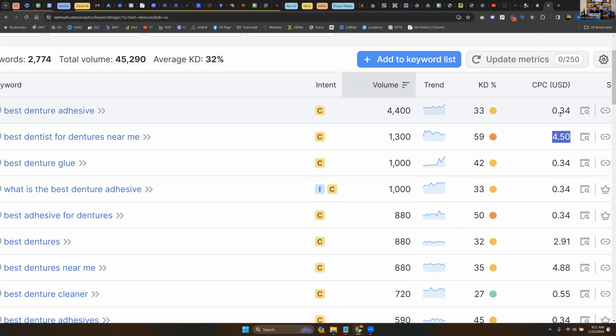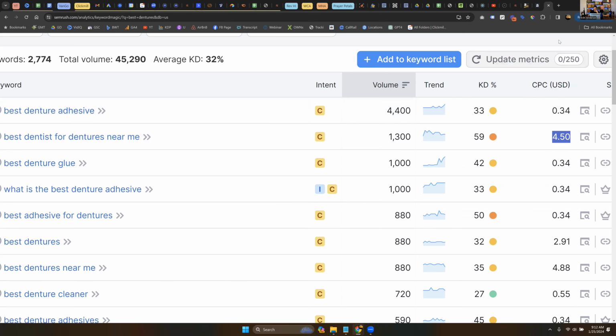Just so you're following along, these on the left side are all keywords. The best denture adhesive, that's considered a keyword. Some would call it a keyword phrase, but that is a keyword. These are different keywords, and different keywords have different search volume. You see that under volume, and then the CPC, they have different cost per click.